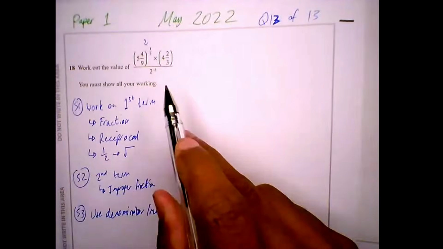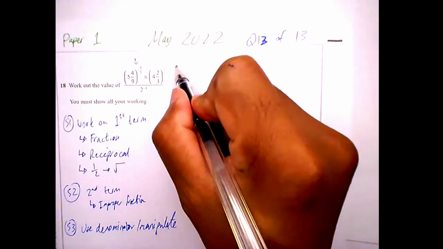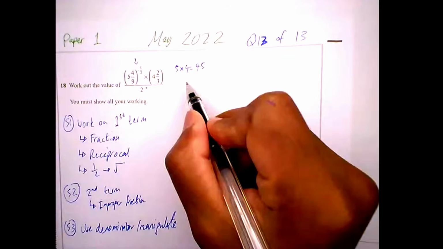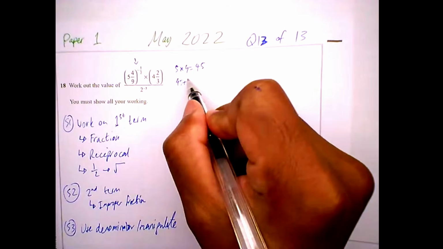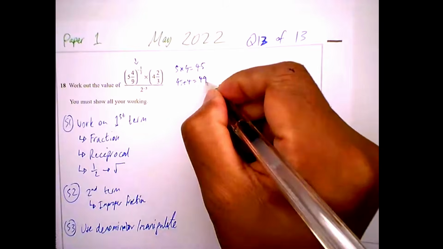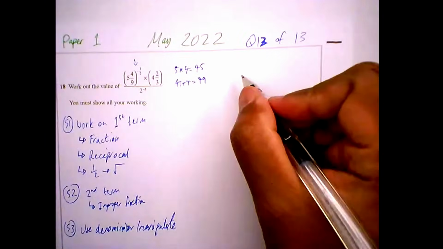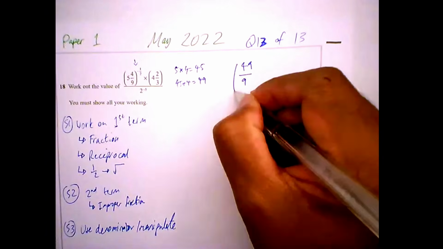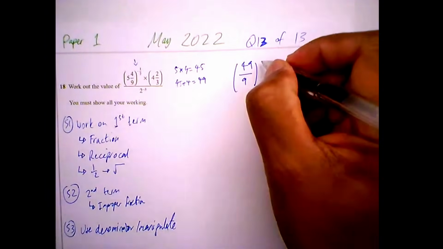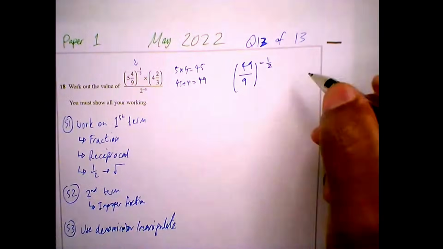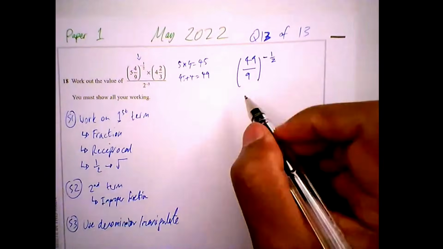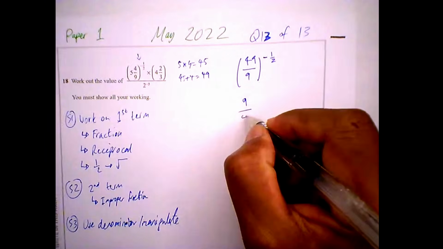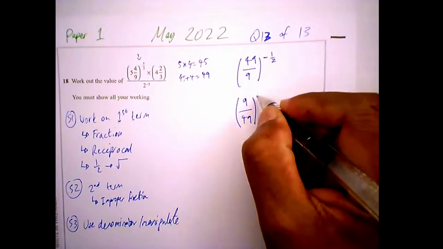Okay, so let's look at this. I've got 5 times 9 equals 45. At the numerator, 45 plus 4 gives me 49. So I've got 49 over 9 to the power minus a half. Now, because it's a reciprocal, I can swap these round. So that now becomes 9 over 49. It's still a half.